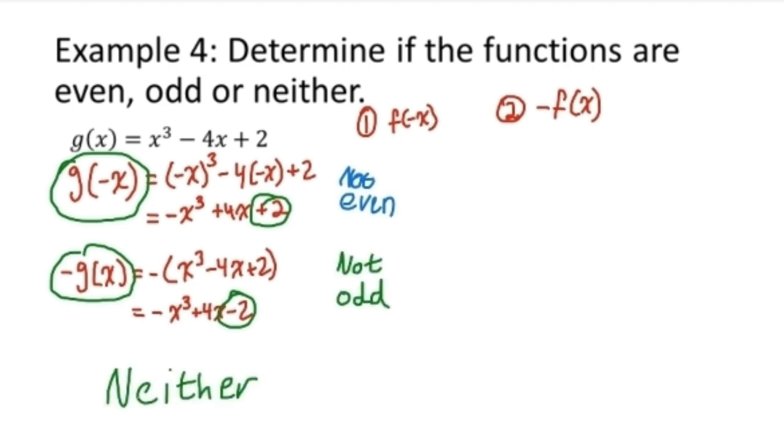So our conclusion, g of x is neither even nor odd. It's not even because g of x did not equal g of negative x, and it's not odd because g of negative x does not equal negative g of x.